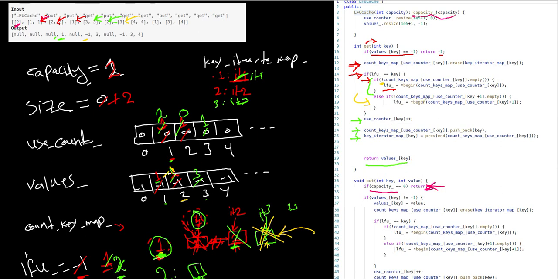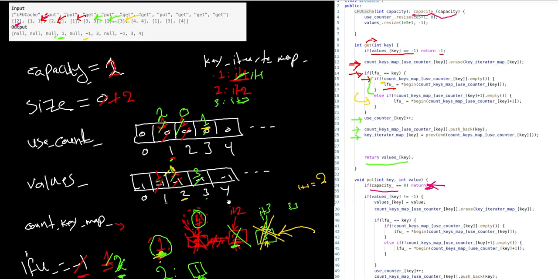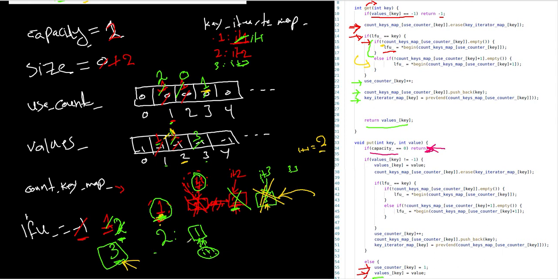Now if count of keys plus 1, so we have this user count of 3 is 1. 1 plus 1 equals 2 because we are going to insert 3. Now 2, does it have any value? The answer is yes. We have this node, and so LFU will take this value. So instead of 3 we'll have LFU equal 1.